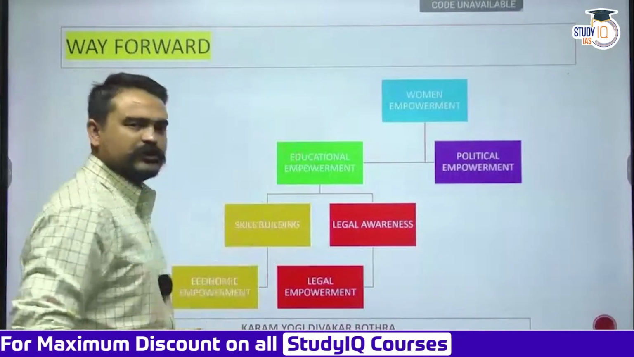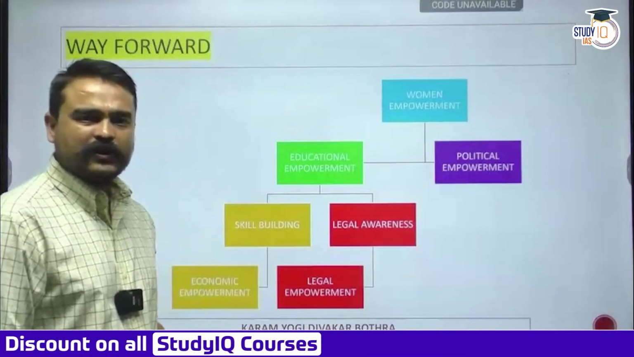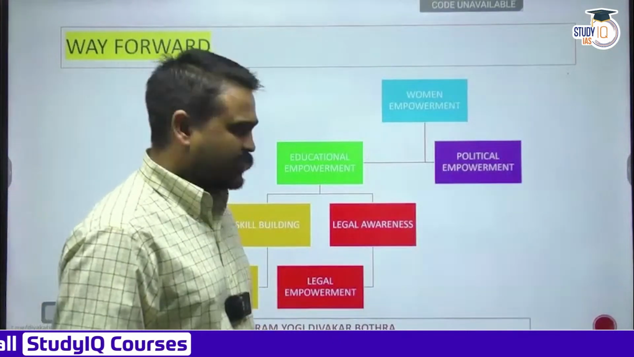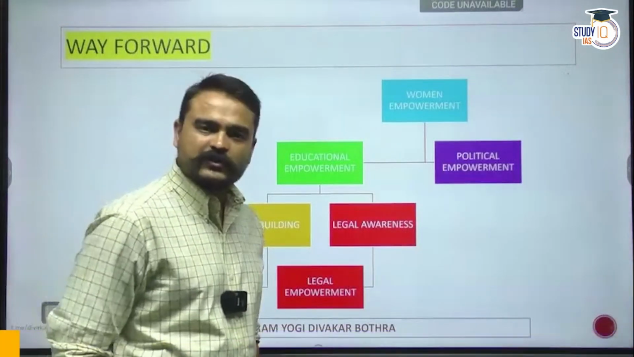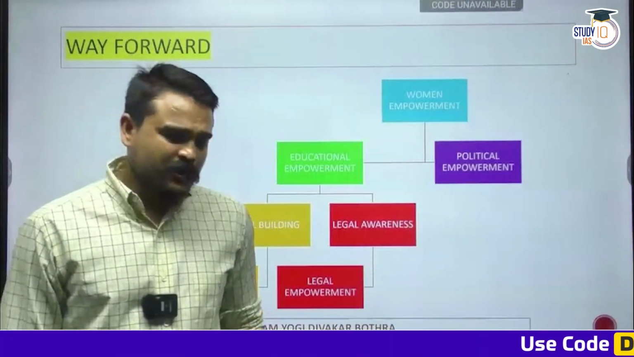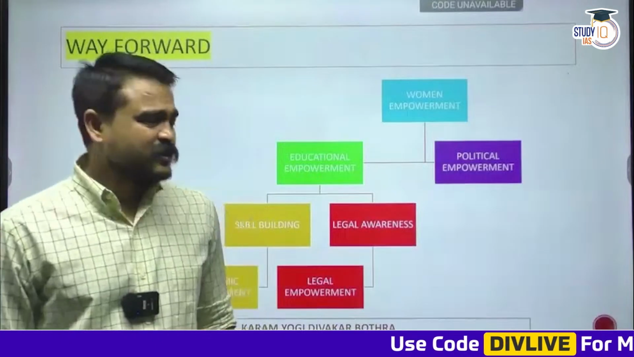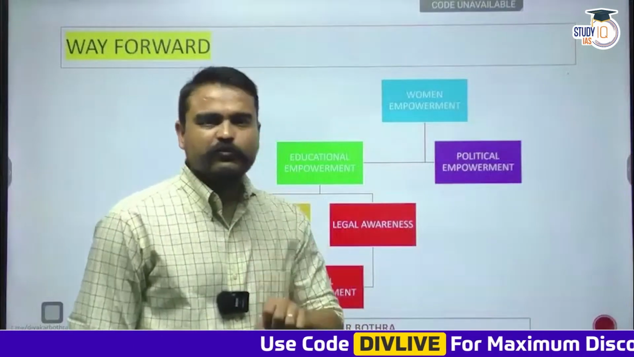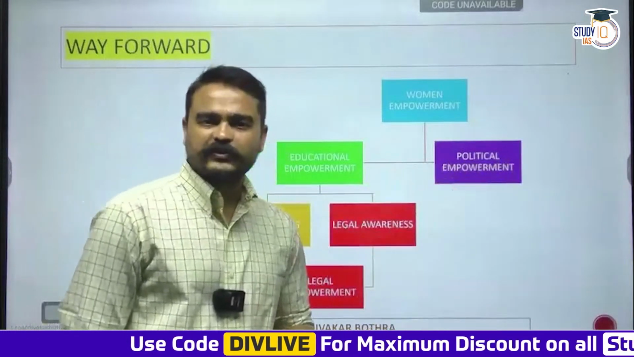Now, what is the importance of education? Education helps in building skills and also legal awareness. The skills lead to economic empowerment, where the woman is able to largely become independent, and the legal awareness helps in bringing legal empowerment, where she becomes aware of her rights and starts asserting her rights. And political empowerment would help in increasing the representation of women in politics. It helps in largely making women-centric policies. Therefore, social empowerment of women can only take place when legal, economic, educational, and political empowerment takes place.